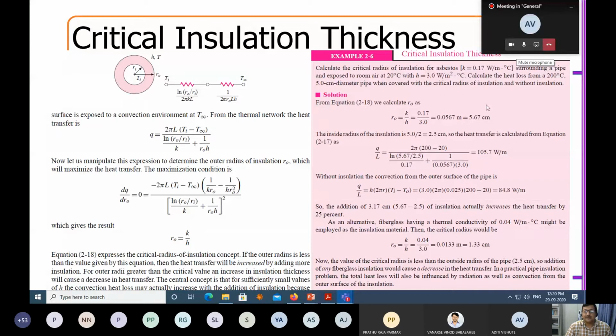So from this problem, what do I first do? First I calculate this Ro. What should be the Ro?